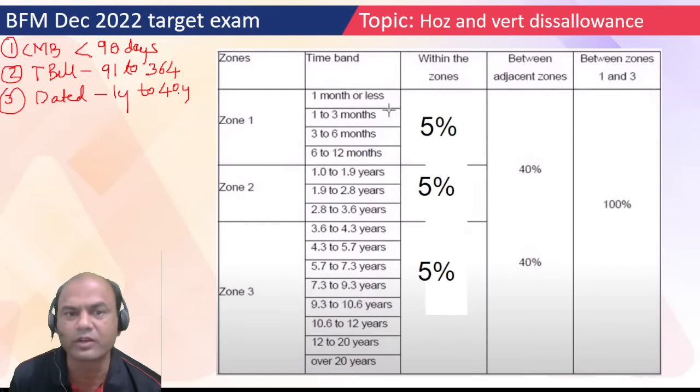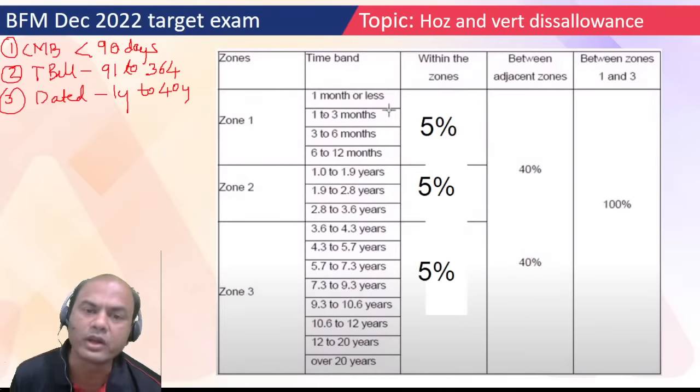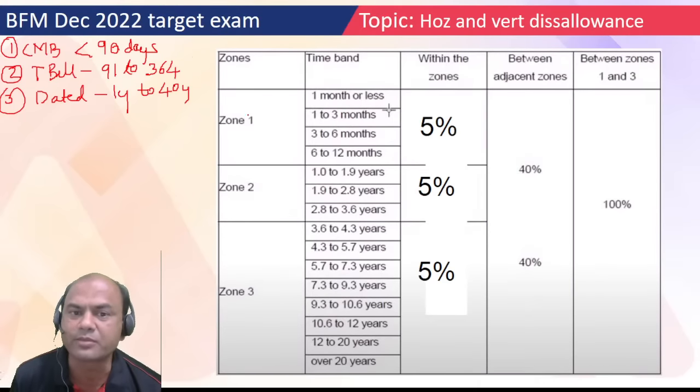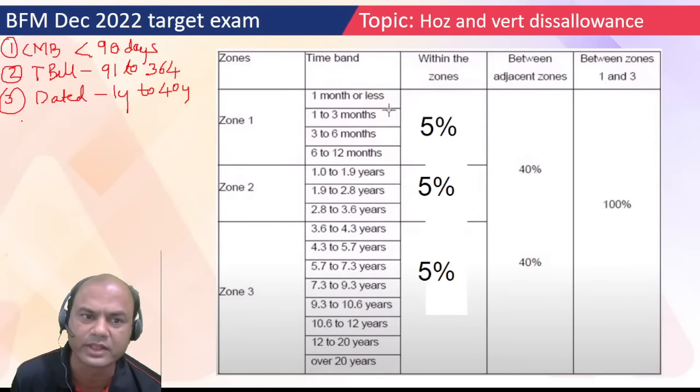So move on now. We are not into this business now. Our point is something different: vertical and horizontal disallowance. Suppose I want to match, now one more point. What are the types of options available in the bonds? There are two options available. One is always call option and second is always put option.